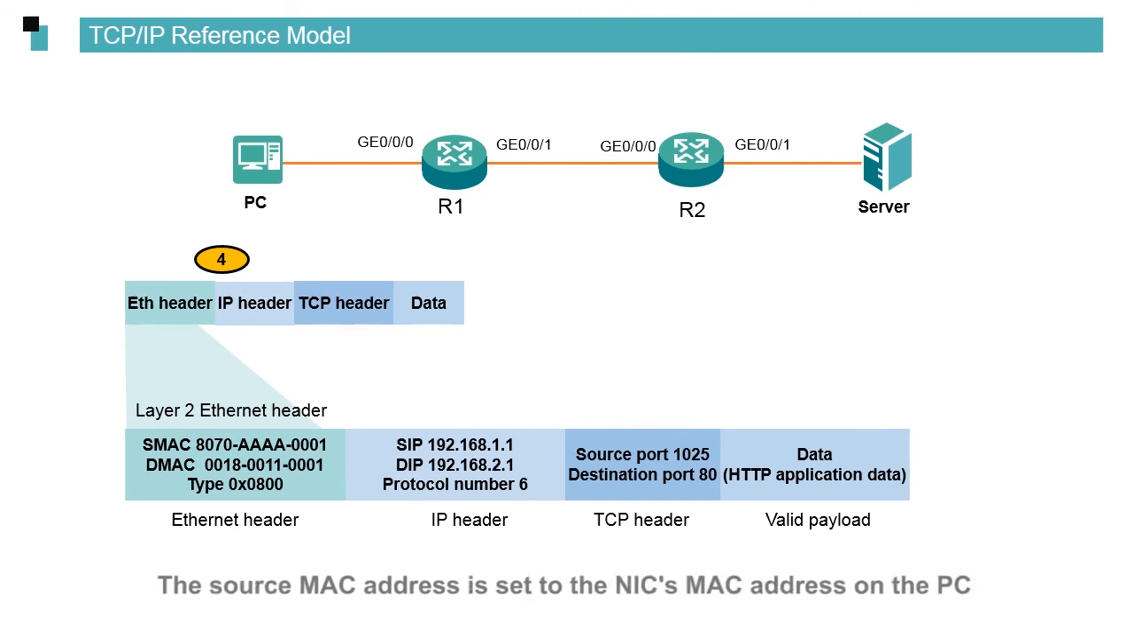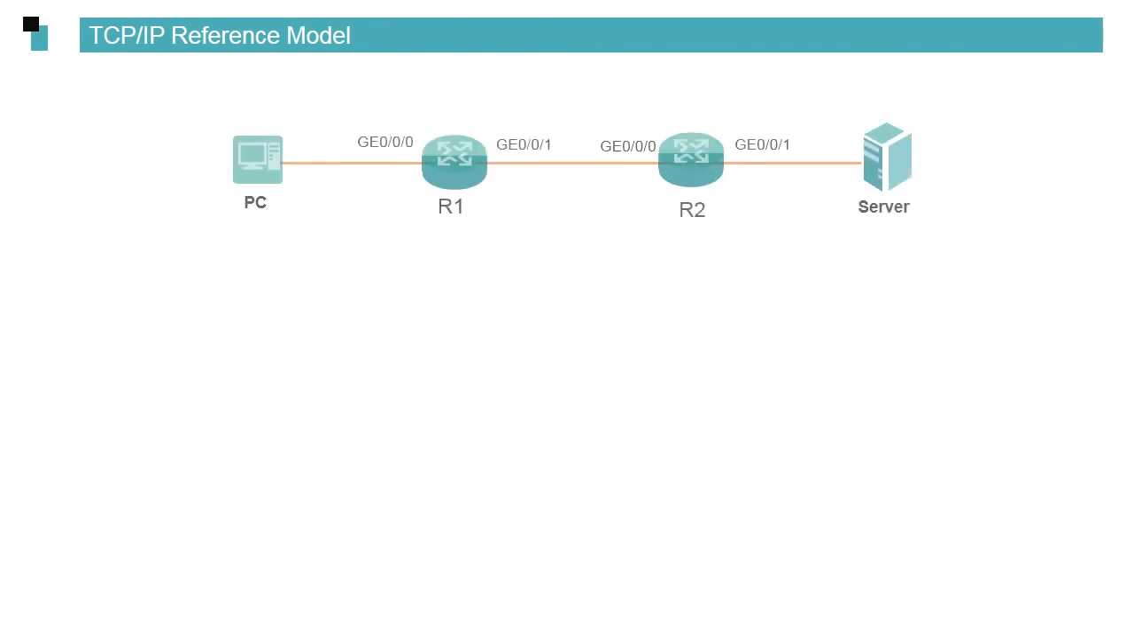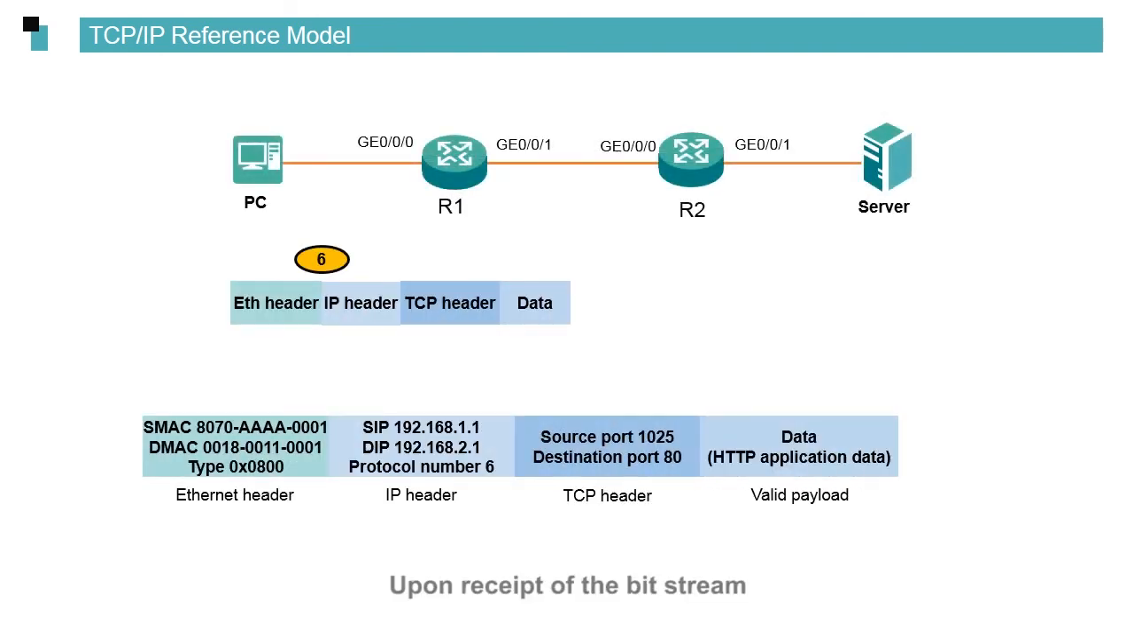The source MAC address is set to the NIC's MAC address on the PC, and the destination MAC address is set to the gateway's MAC address. The packet is converted into a bit stream and sent to R1. Upon receipt of the bit stream, R1 restores it as a frame and checks the frame header. R1 finds that the destination MAC address is a local MAC address and removes the frame header. It also finds that the type in the frame header is IPv4 and processes the packet using the IPv4 protocol stack.